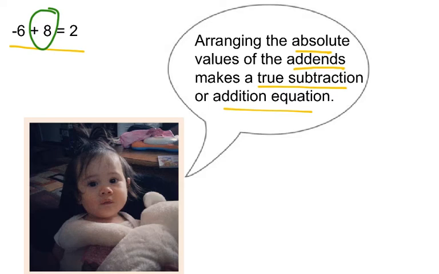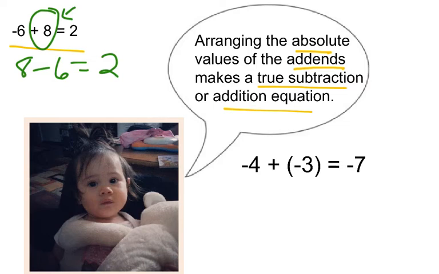So now I can just arrange a subtraction problem. 8 minus 6 is 2. And double checking, my answer is positive because my higher number is positive.